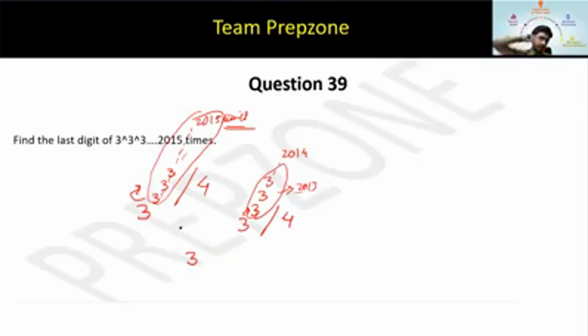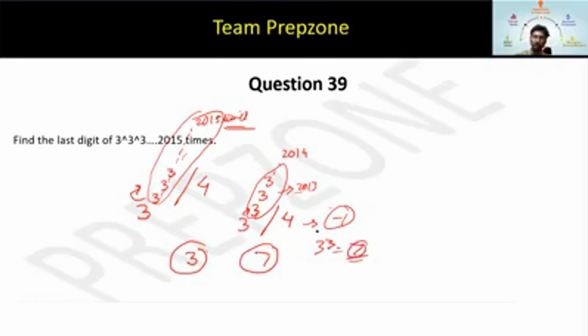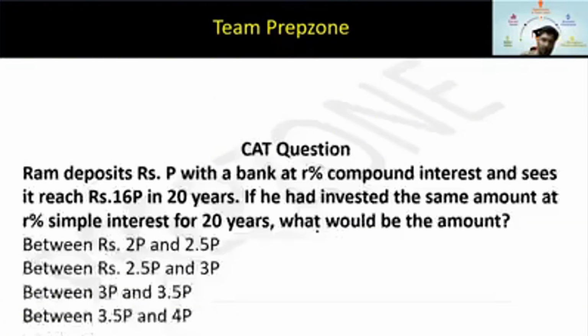So minus 1, minus 1, minus 1, minus 1, and so on, right? This will give remainder of 3 because the remainder will be minus 1. This will give remainder of 3, and hence the answer is 7. Because 3 cube is 27, the answer is 7. Everyone got it? That is good.